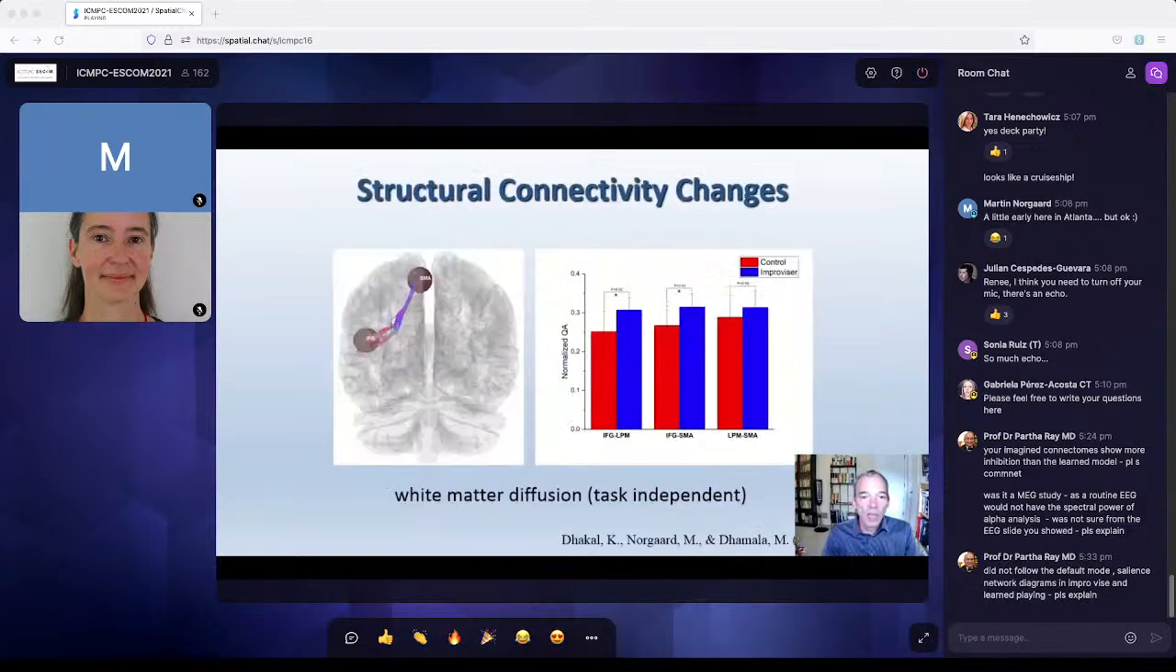We have also done structural analysis here. We used diffusion imaging to look at our sample of artist-level improvisers and found changes in the structural connectivity as compared to a control sample of non-musicians. We'd like to do that again with a sample of non-improvising musicians and see if there's a change here.